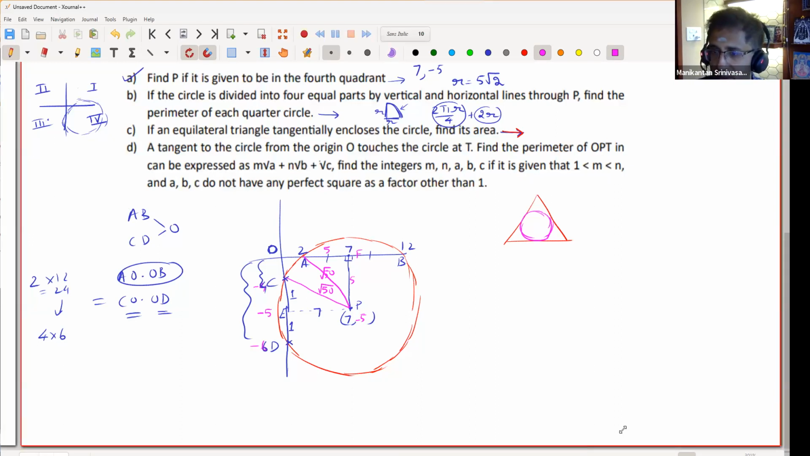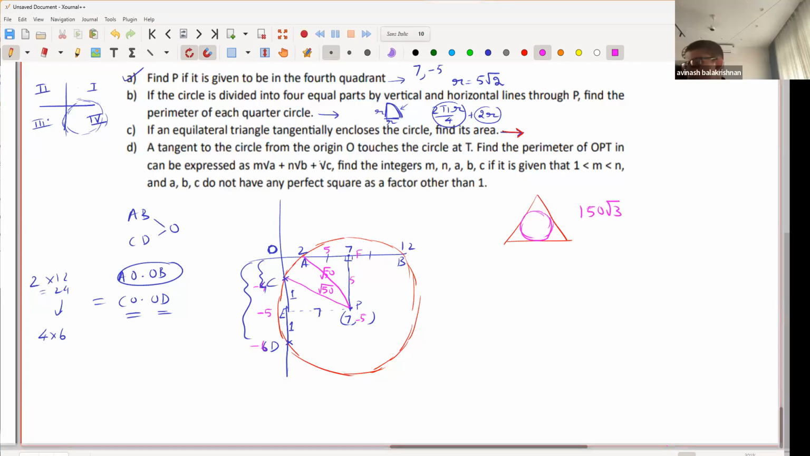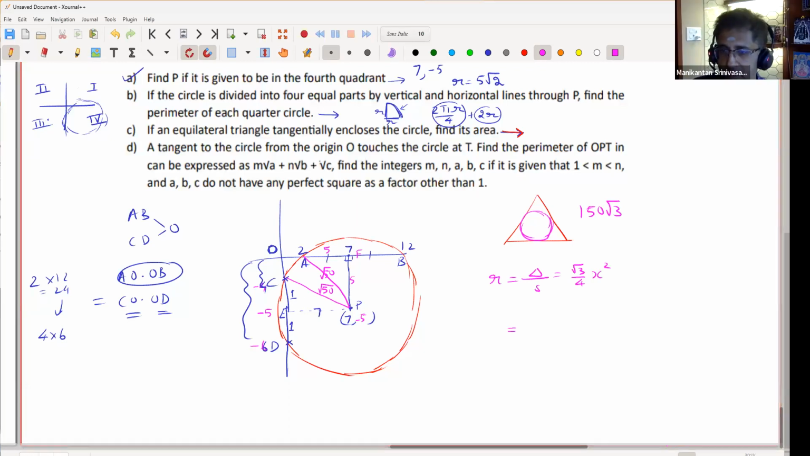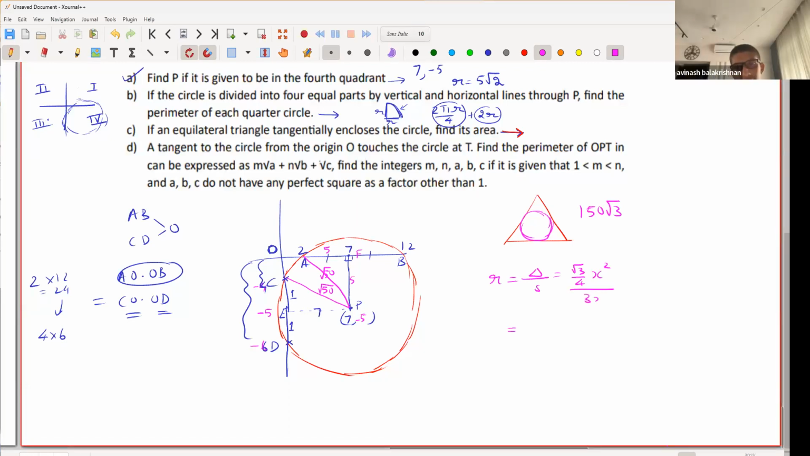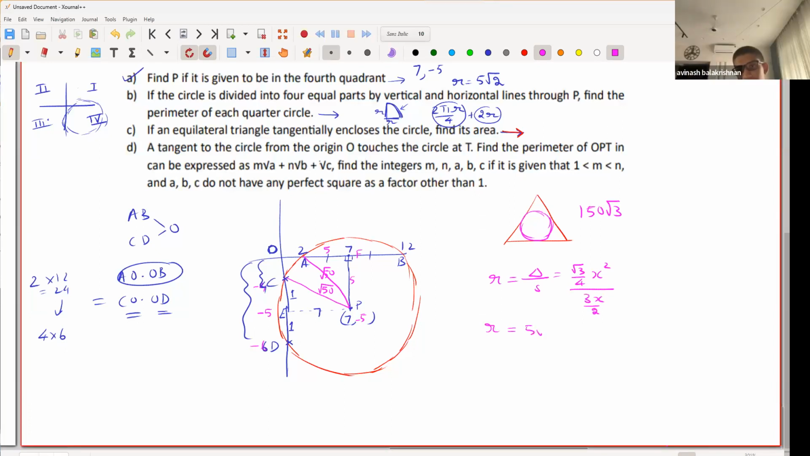Avinash, yes, sir. What did you do for the C part? 150√3. Apurva is also nodding his head. Okay. Avinash, please describe. So we had learned in some class that r is equal to delta upon s. So the radius of the incircle will be area of the triangle upon semi-perimeter. Area of an equilateral triangle is √3/4 into side square, and semi-perimeter will be 1.5 side, 3/2 x. And using this we can find the radius is √50.